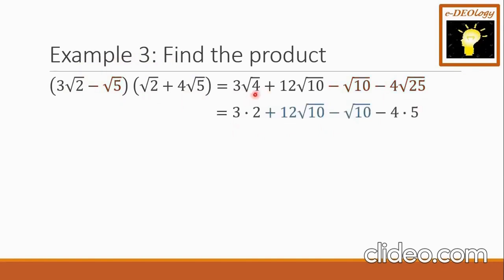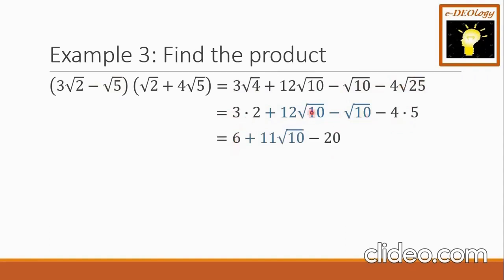The square root of 4 will be 2. Later on, we will multiply to the 3. So the second term we copy also here. The third term also. For the fourth term, we can simplify this square root of 25 to be 5. Then later on, we will multiply to the number 4. On the next line, now is the product. The 3 times 2 is now showing as 6.